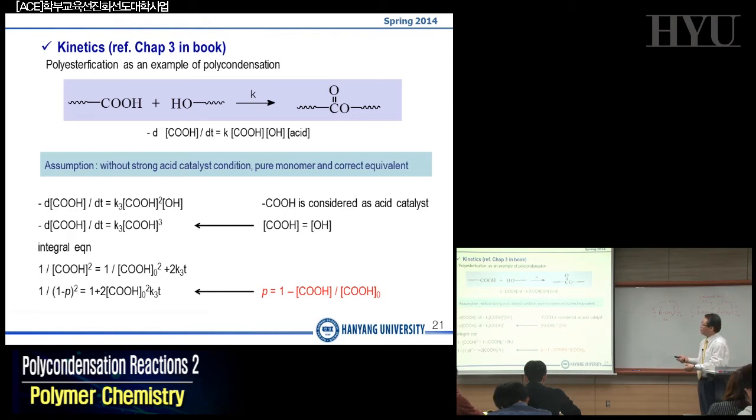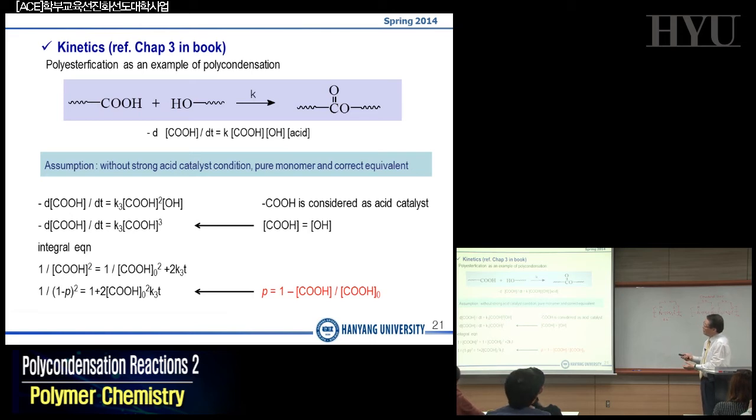Now let's assume that we have a carboxylic acid and hydroxyl group reacting together to become an ester with the kinetic constant K, and you may have a byproduct, which is water in this case, or it could be methanol if you have an ester interchange reaction. But we have a hydroxyl group instead of ester, so this reaction is regarded as a condensation reaction, and the byproduct should be water in this case.